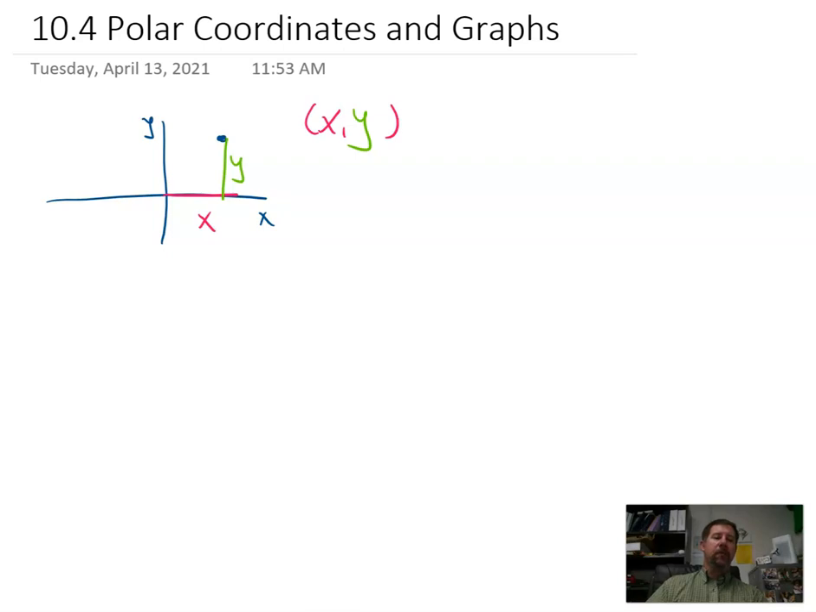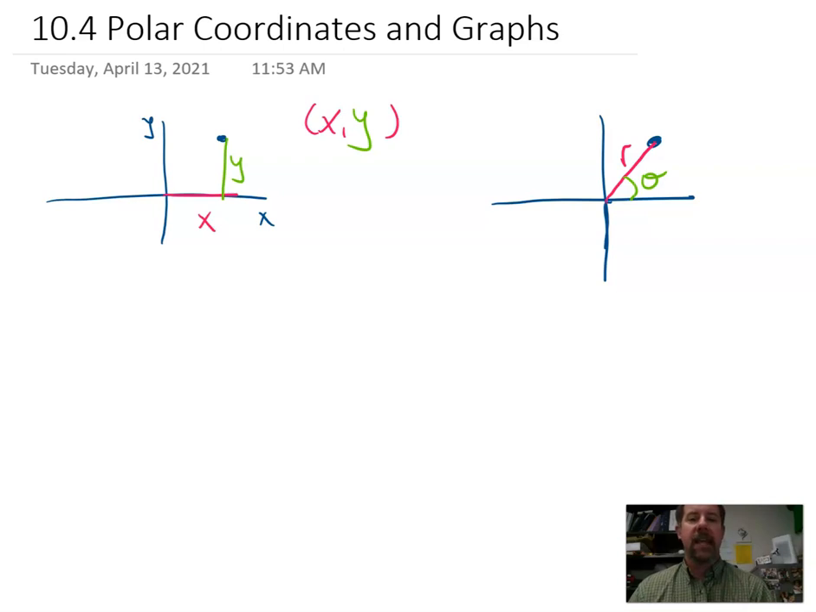Now, another way we could refer to a point in space is using our polar coordinate system. I could talk about the radius, how far away it is from the origin, and then I could also talk about the angle, which is theta. So r and theta. When we describe a point as some angle and some radius out, this is our polar coordinate system.